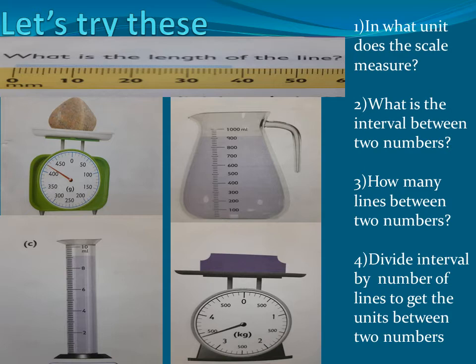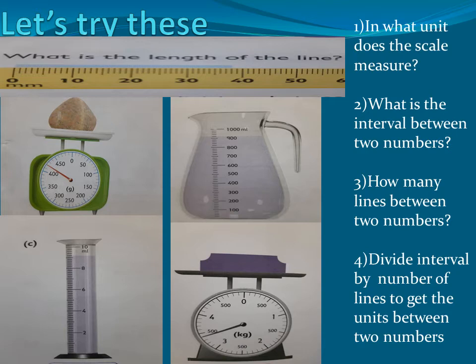The level of the contents in this jar has passed 900. The next line there is 20. So what do we have? Add 900 to 20, 920 milliliters. Okay, now let's see the third one.